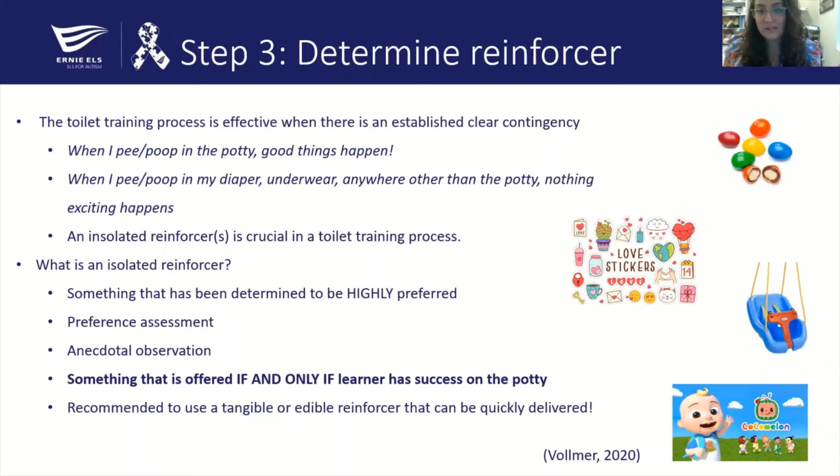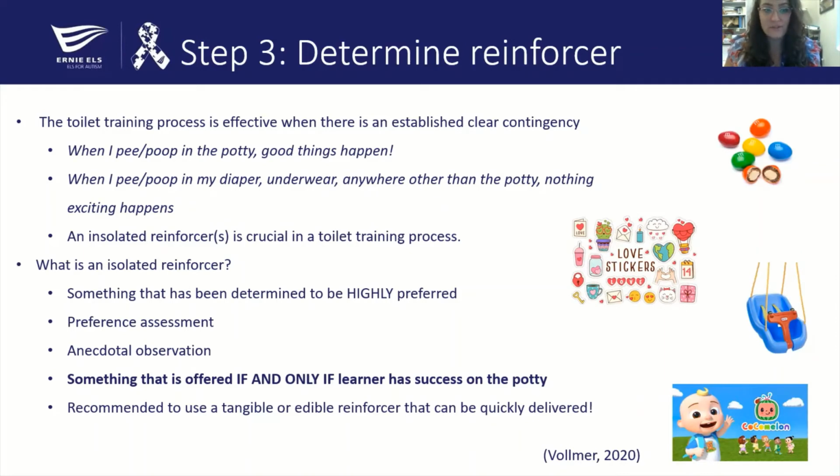That's what I mean by a clear contingency. I do this and get this. I do this and nothing happens. It's understanding the antecedent and the behavior consequence and being able to understand that in the context of toilet training. And an isolated reinforcer is crucial to the toilet training process.